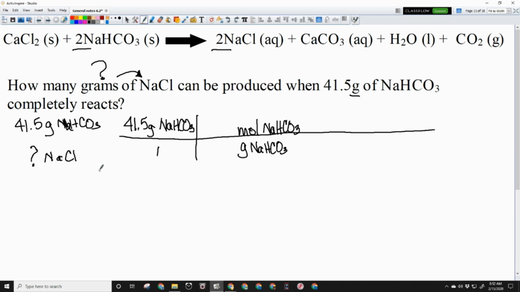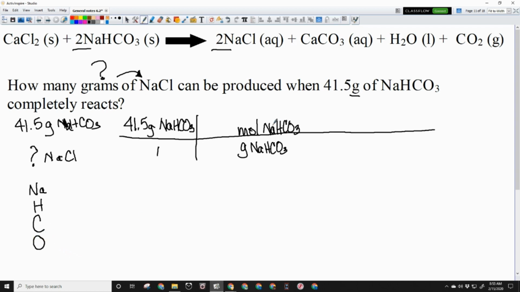So let's review that. Remember the molar mass, you're just adding up the masses of 1 mole of each element that is in this compound. So we have sodium in this compound, we've got hydrogen, we've got carbon, and we have oxygen.